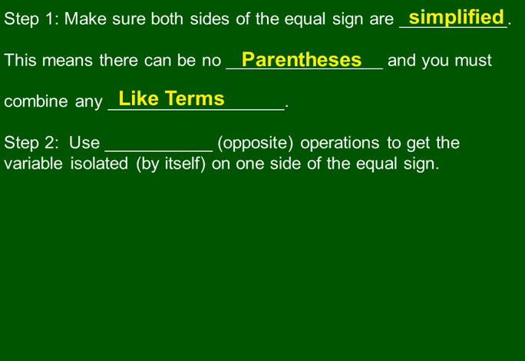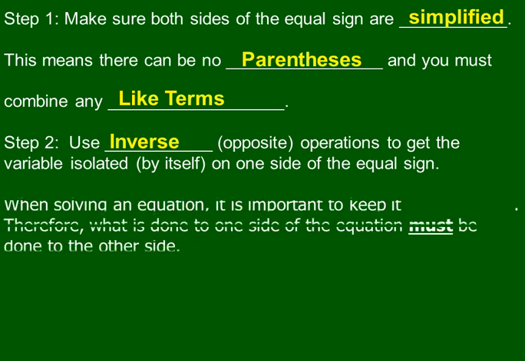In step 2, you have to use inverse or the opposite operations to get the variable isolated by itself on one side of the equal sign. When solving an equation, it is important to keep it balanced. Remember, equations have an equal sign and it means both sides are equal, so we have to keep it balanced. Therefore, what we do on one side of the equation must be done on the other side.